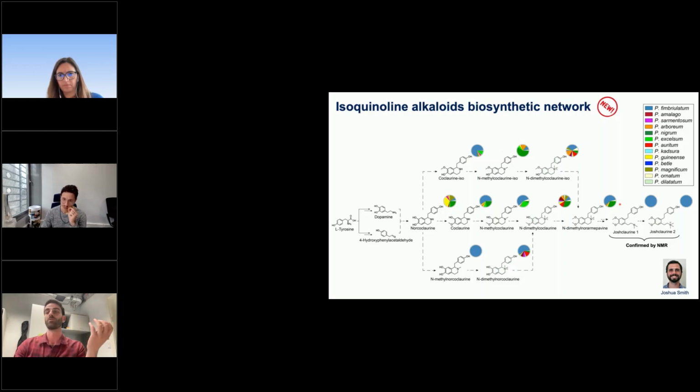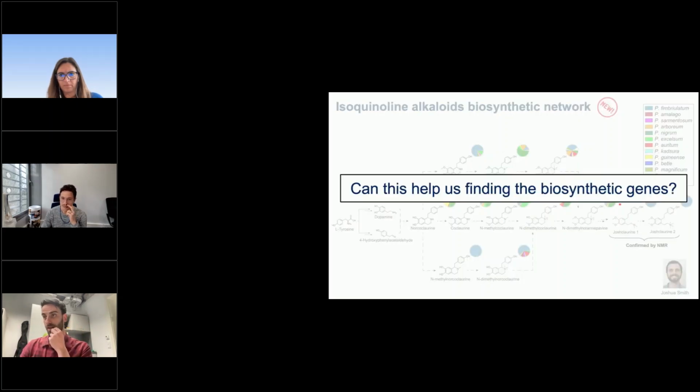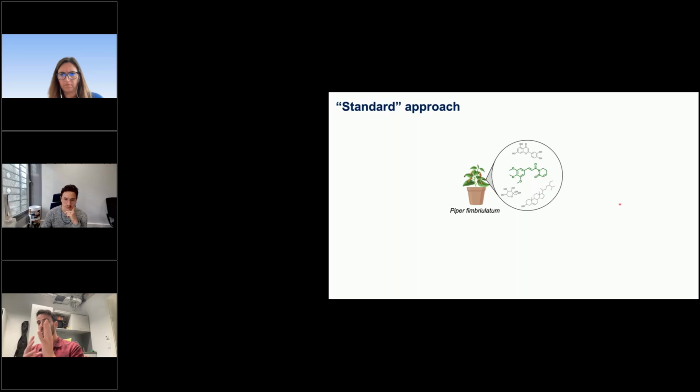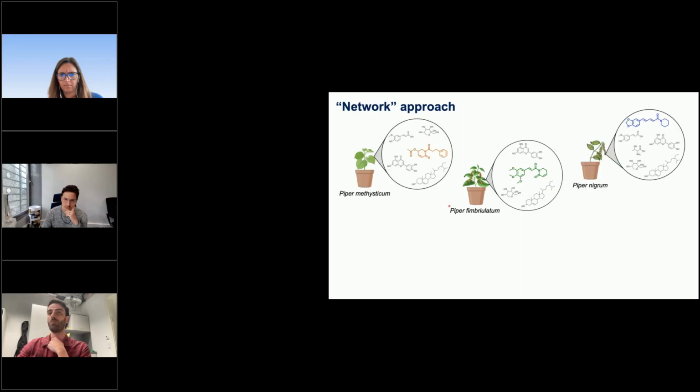And so now the question we're trying to answer is whether having this information about the interspecies, or let's call it taxonomic distribution information of metabolites, can help us in finding the corresponding group of biosynthetic genes we're interested in. And so we're trying to switch from the standard approach in this field, where you normally pick one target molecule you're interested in, and then you study its pathway in one single native plant species, to what we call a more network approach, where we try to consider the whole cluster, the whole class of these alkaloids, and how they distribute across the different species within the same family.